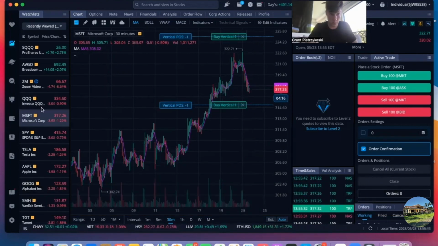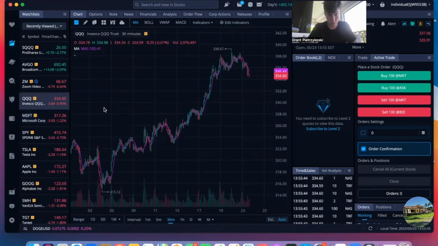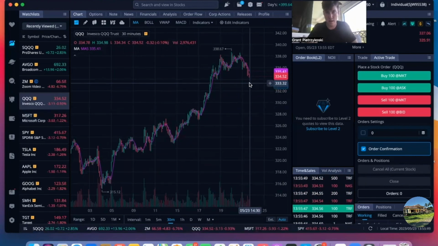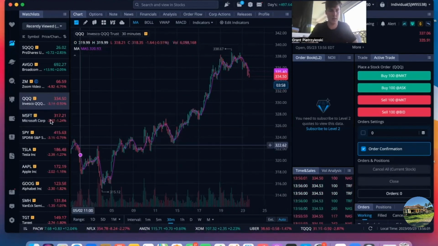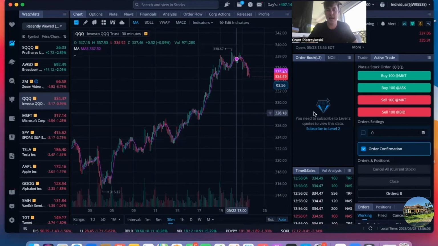Another thing I just want to look at really quick is this QQQ. This is an ETF that tracks the NASDAQ. So if you wanted to invest in all of the stocks on the NASDAQ, you could buy this ETF QQQ for $334 a share. So that's just another way to further diversify your portfolio if you wanted to have some stocks mixed in with some ETFs.